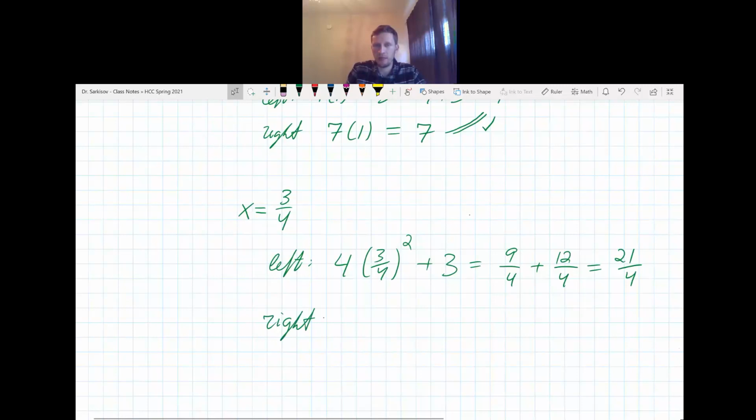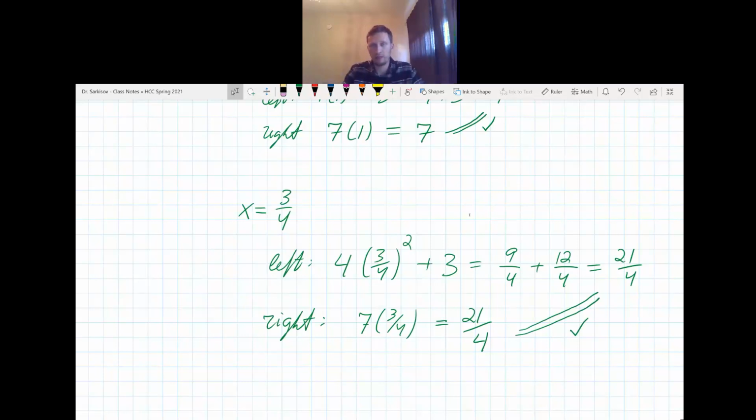Let's try the right side. It's 7 times x. 7 times 3/4. What do we have? On the numerator, we have 7 times 3 is 21. In the denominator, we have a 4. 21/4. That's equal to that, right? Check mark. We checked. They both work on the left and right sides. It's working out.